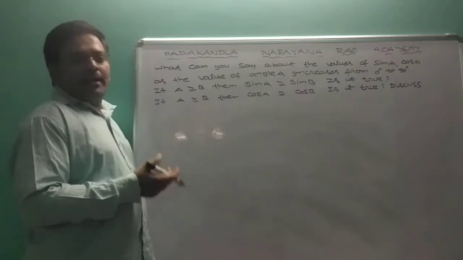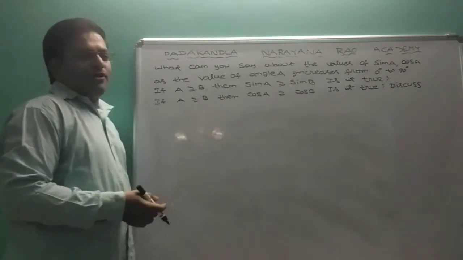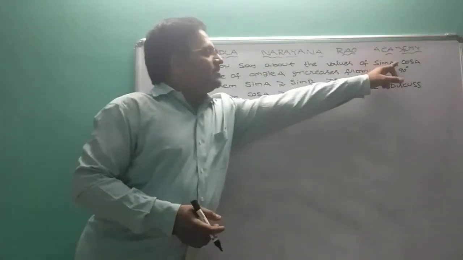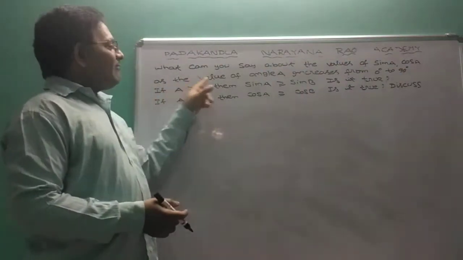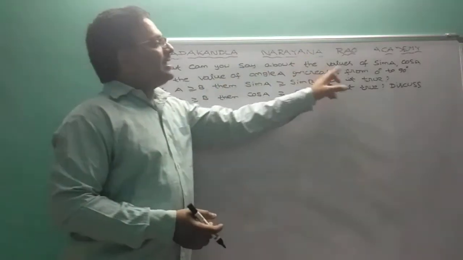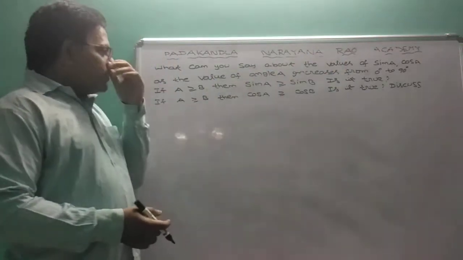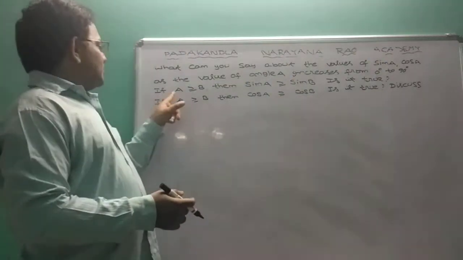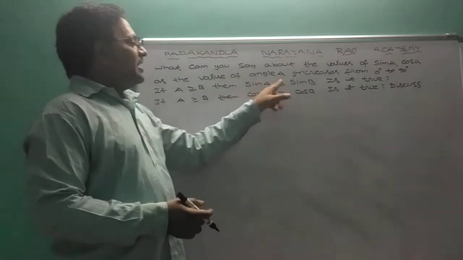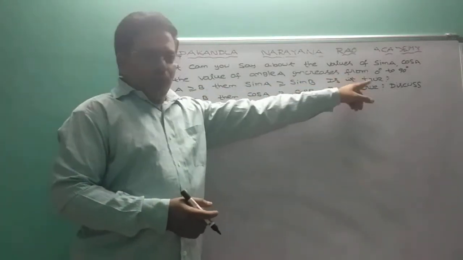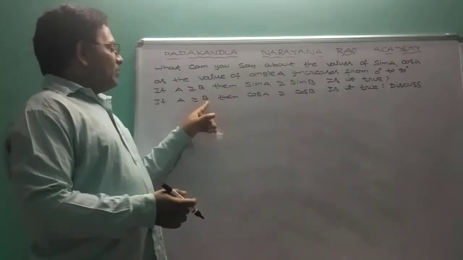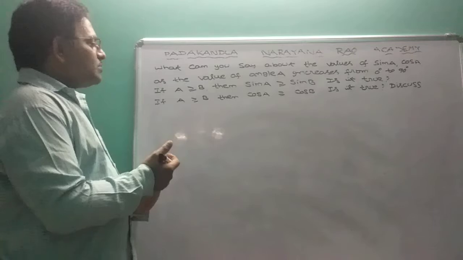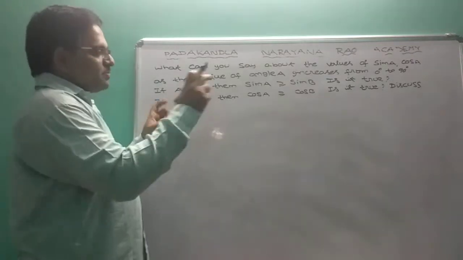Now based upon the angles, one question is given. What can you say about the values of sin A and cos A as the value of angle A increases from 0 to 90 degrees? What is the question's meaning? If you take angles 0 to 90 degrees, for suppose A is greater than or equal to B, then sin A is greater than or equal to sin B. Is it true? If A is greater than or equal to B, then cos A is greater than or equal to cos B. Is it true? Discuss.